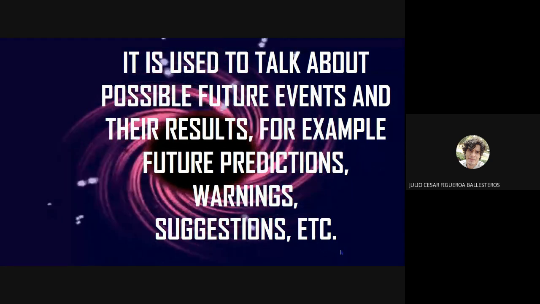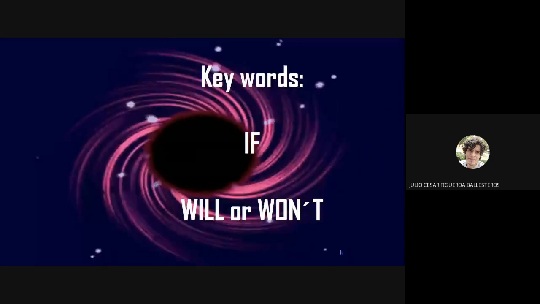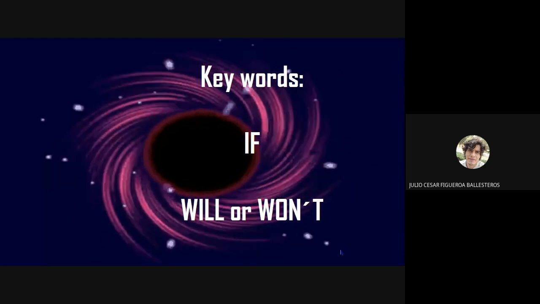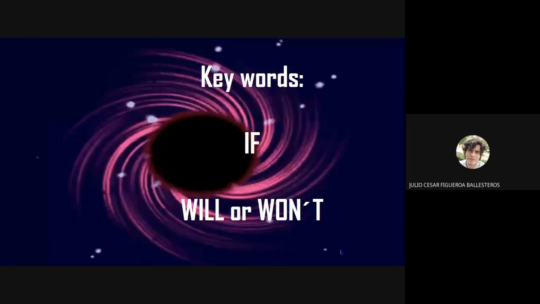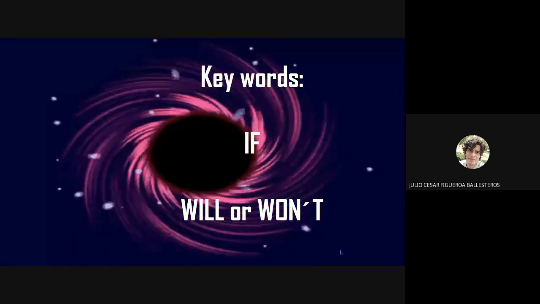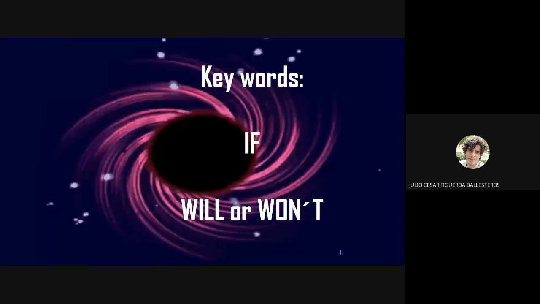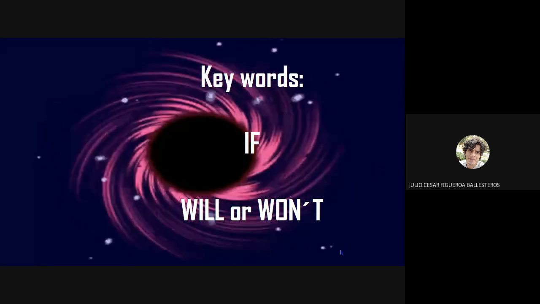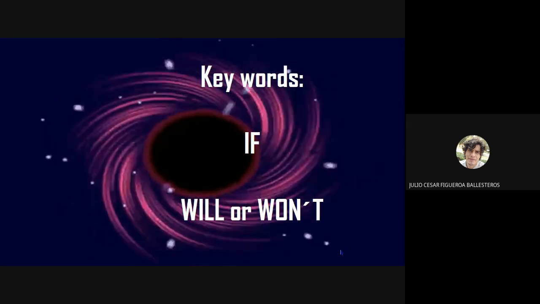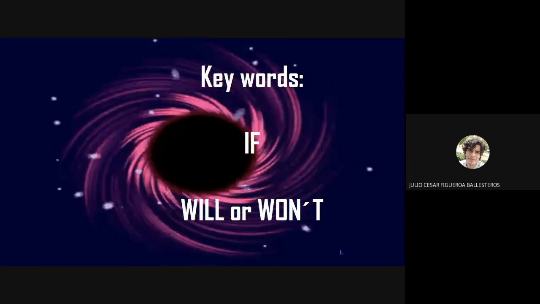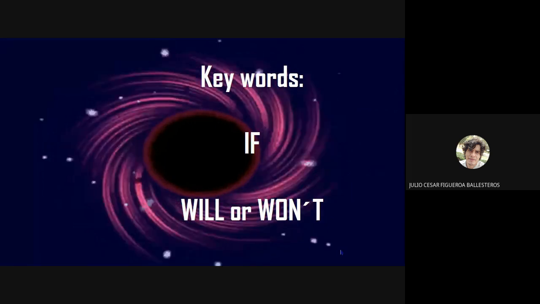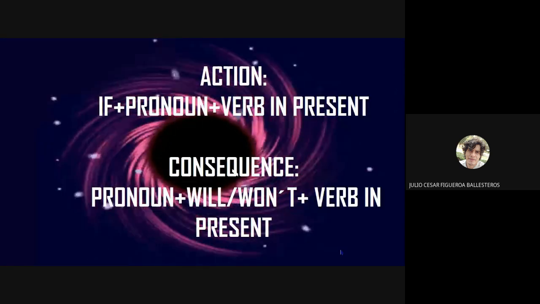So if we change the presentation, you will see now that we are going to keep on using if, because it's going to be like a warning. So I'm going to use if like in the zero conditional, and we are going to use will and won't, because the consequence of the action is going to be in the future. So remember that will and won't are for the future. We're going to use them for these kind of sentences. Let's go to the next part.